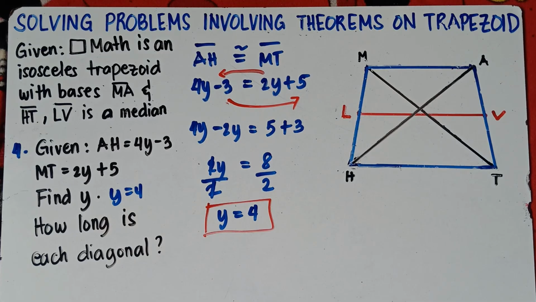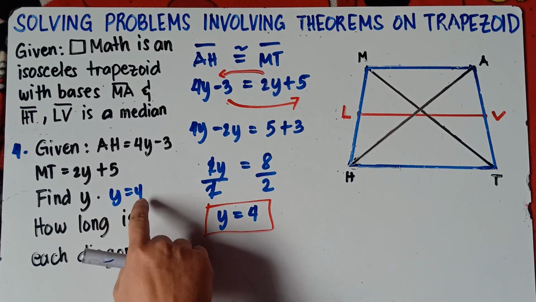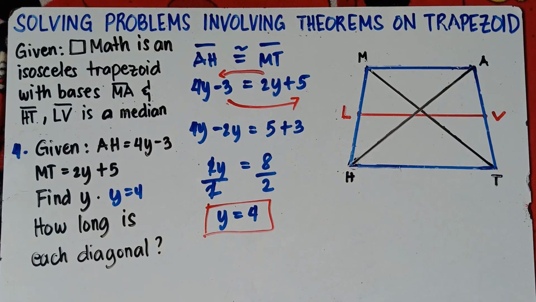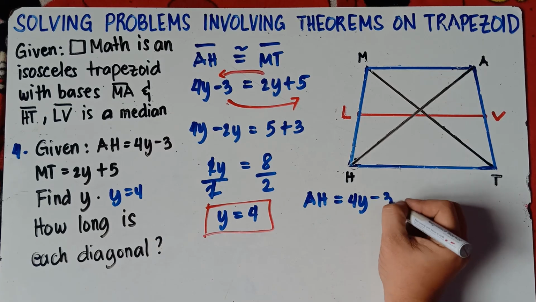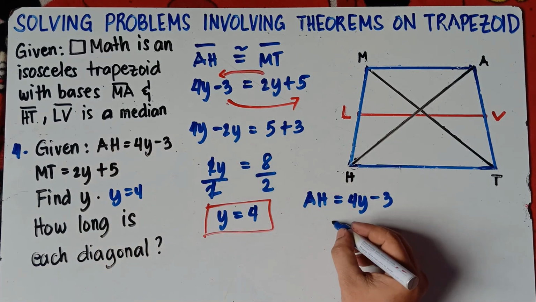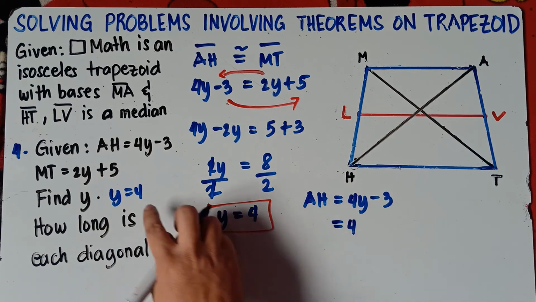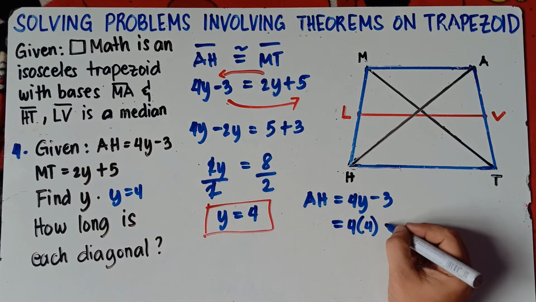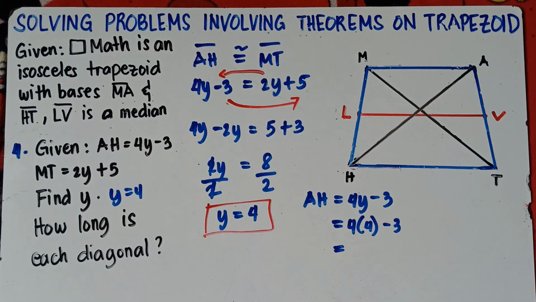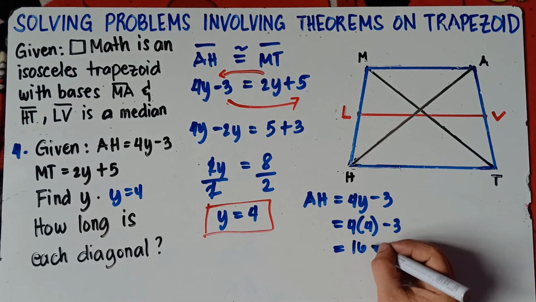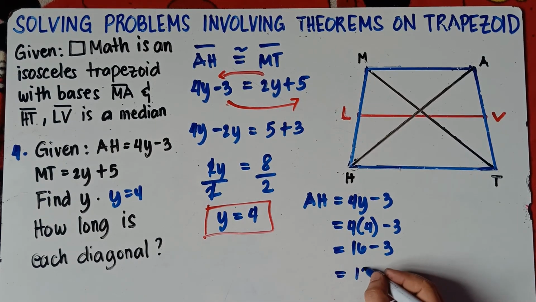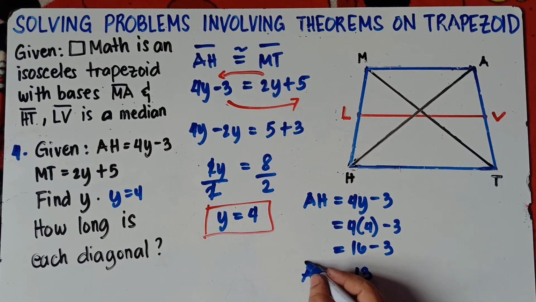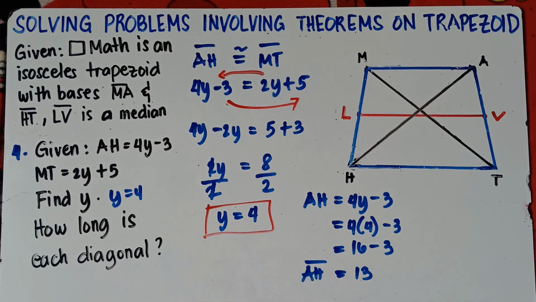To get the value of AH, simply substitute the value of y into the equation. AH is equals to 4y minus 3. So copy 4, then our y is 4. That will be 4 times 4 minus 3. 4 times 4 is 16, minus 3. What's the answer, class? That's correct. 16 minus 3 is 13. So line segment AH, or diagonal AH, is equals to 13.